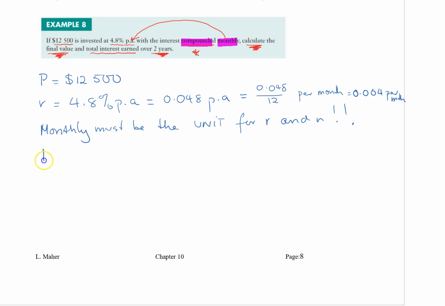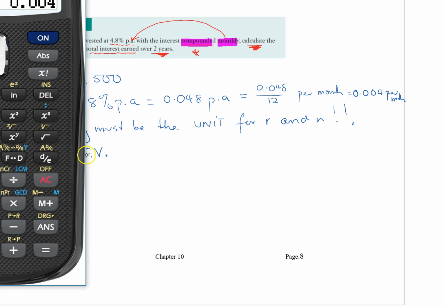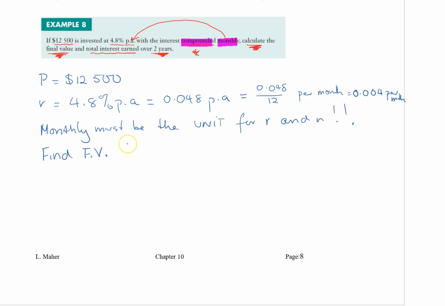Calculate the final value. Find the final value. This is suggesting that we use the formula written with final value as the subject, and find the final value and the interest. So we've got two things, 1, 2. Highlight them, underline them, do something so that you don't only half answer the question.